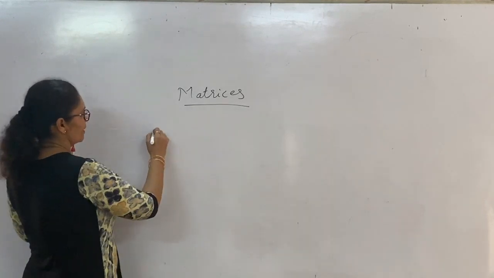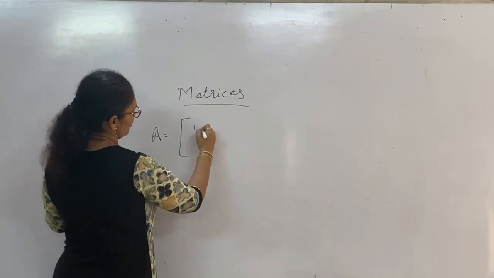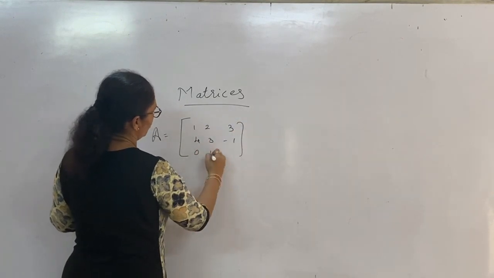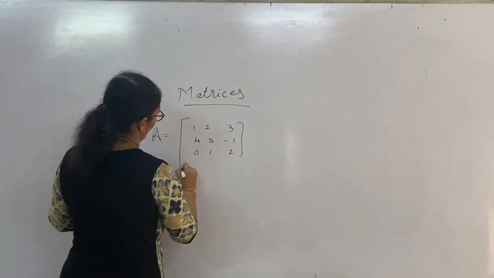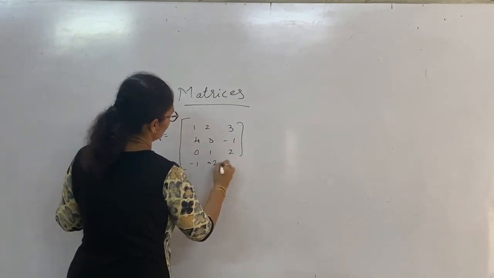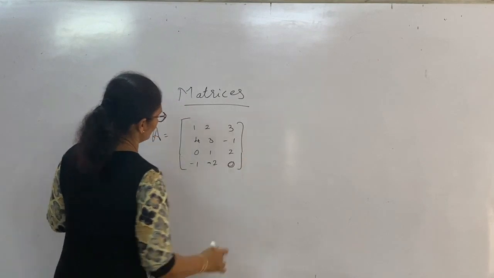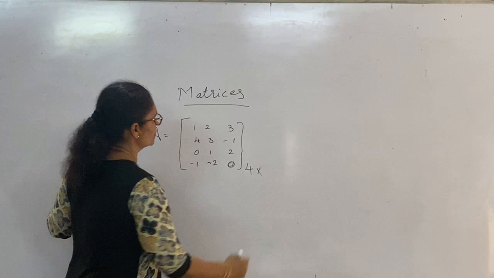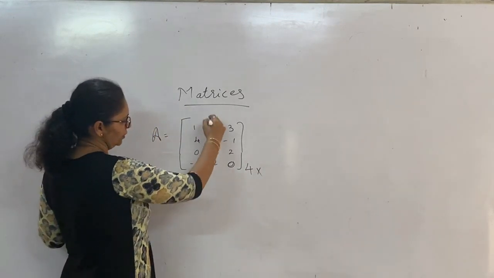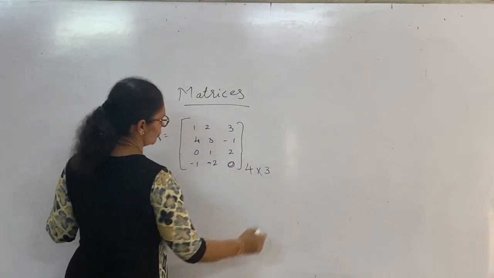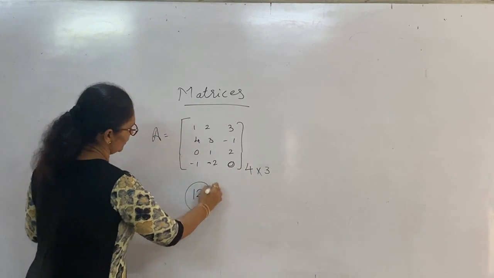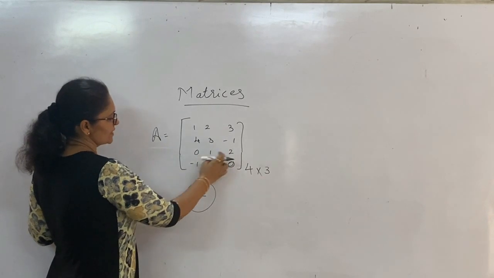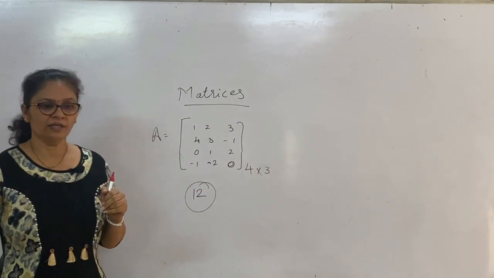We take one more example. Let's take this matrix 1, 2, 3, 4, 3, minus 1, 0, 1, 2, minus 1, minus 2 and 0. Now check. Here 1, 2, 3 and 4. Total 4 rows are there. How many columns? 1, 2 and 3. So 3. So total 4 3s are 12. And now check the elements of it is again 12. 1, 2, 3, 3, 6, 3, 9 and 3, 12.